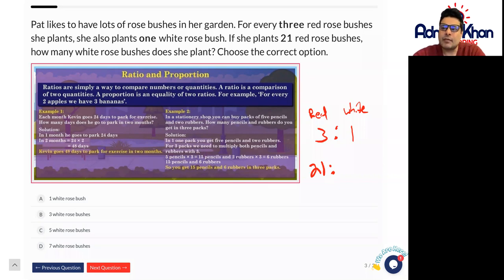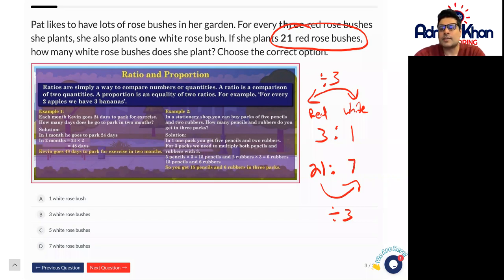So here we can see that from the ratio between the red rose bushes and the white, we've got 3 to 1. Which means that we are essentially dividing this number by 3. So 3 divided by 3 equals 1. So we're going to do the same thing here. If she has 21 red rose bushes, what are we going to do? We're going to divide by a scale factor of 3. And 21 divided by 3 is going to give us 7. So 7 in this case will be our correct answer.